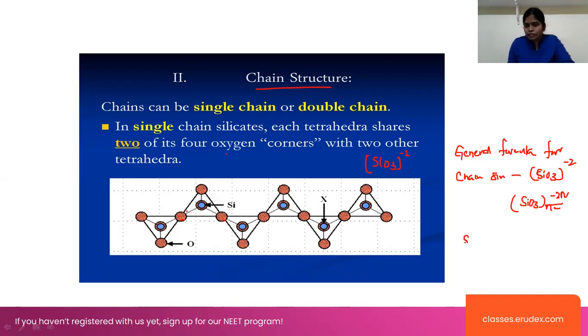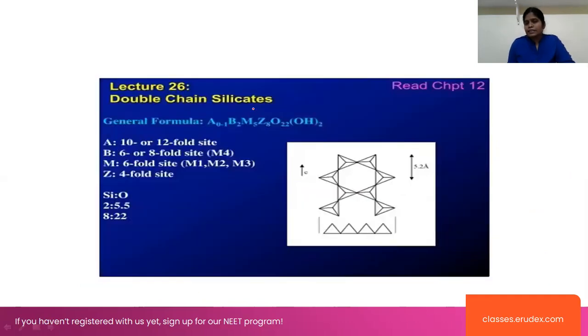Now, in this case, sharing of oxygen atoms will be 2, and contribution of oxygen atoms will be 3 here. So these are the important points. Now look at this. In the case of the double chain silicates, we are taking a single chain as this one, and again another layer will be combined with this layer. Then we will get the double chain silicates. That means we are taking the single chain in 2 forms. Then we will get the double chain silicates.